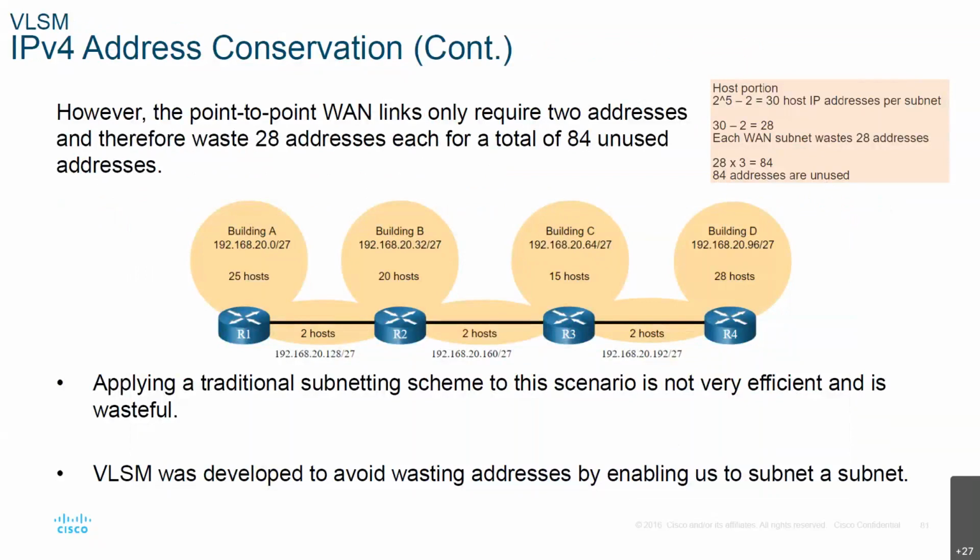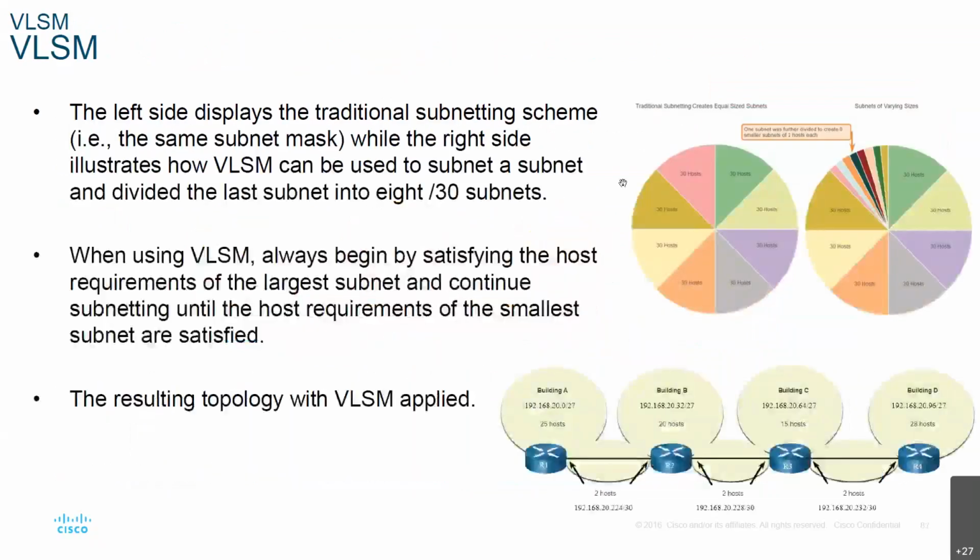So why do you want to do that? That is why VLSM was developed. In VLSM, what we do is we take our subnet and further divide it. So our /27 is further divided into /30. Remember, we said, why do we need /30? Doesn't make sense. Now you know why it makes sense.